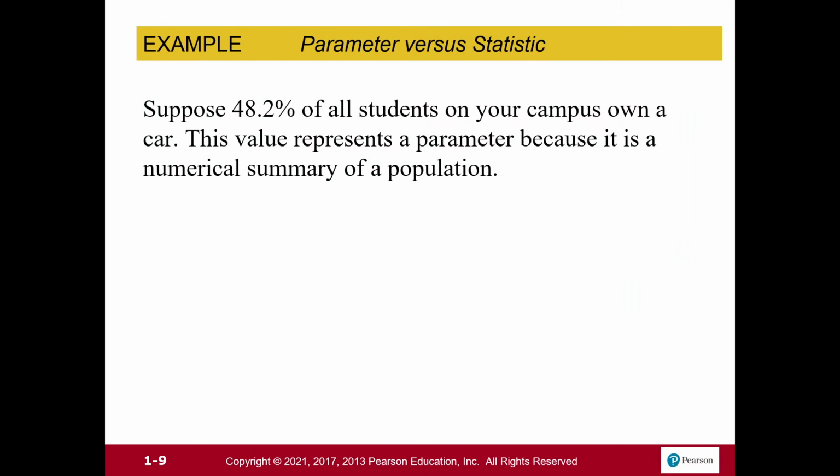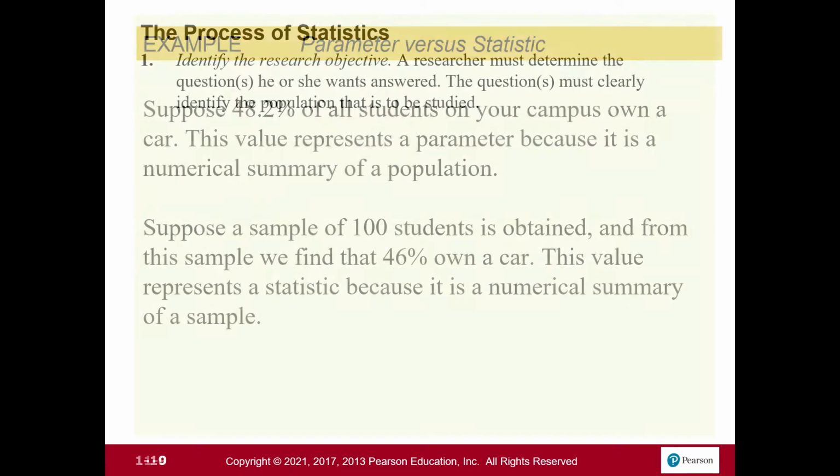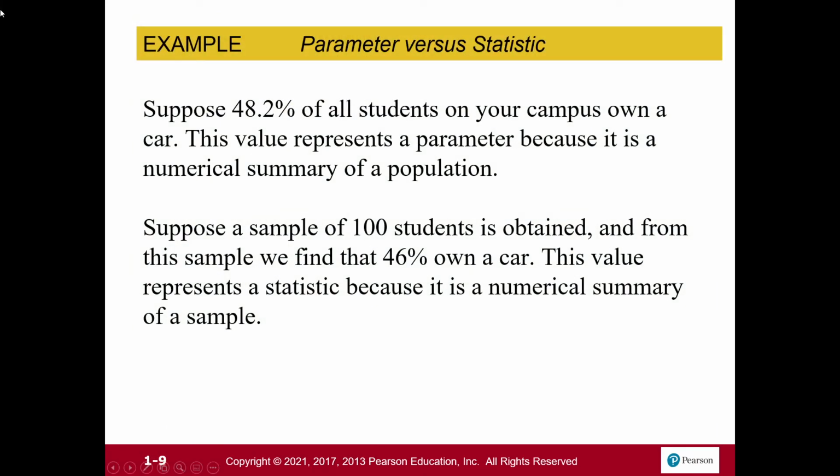Let's look at an example here. Suppose 48.2% of all students on your campus own a car. This value represents a parameter because it is a numerical summary of a population. Suppose a sample of 100 students was obtained, and from that sample we found that 46% own a car. This value represents a statistic based on its numerical summary.